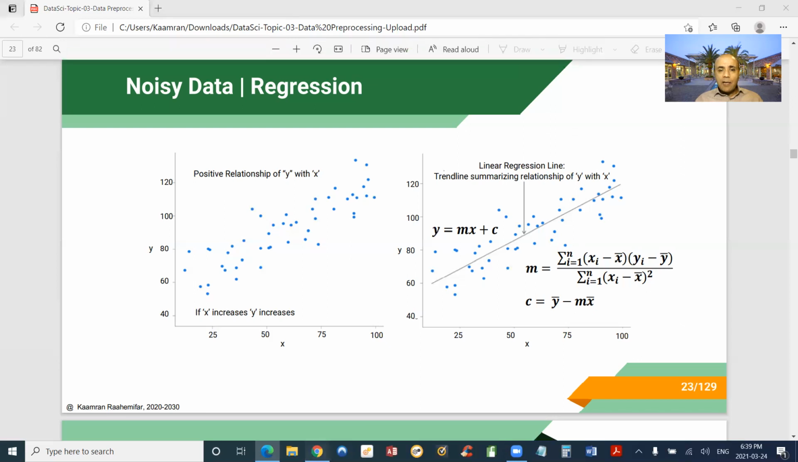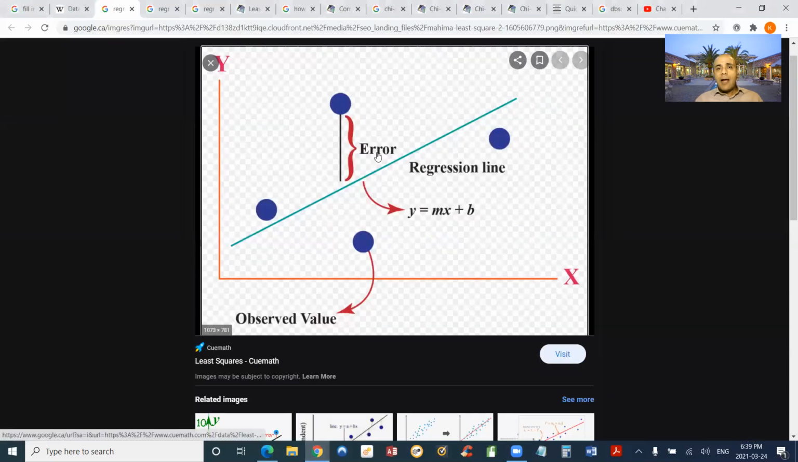Let me share my screen with you. Once again, this is the error function. This is a line, and this is considered the regression line. These are the observed values, but this is the line I'm assuming I'm going to replace the observed values with. It's supposed to be mx plus c. M is the slope of the line, c is the constant, in this case b. So this is the error we spoke of.